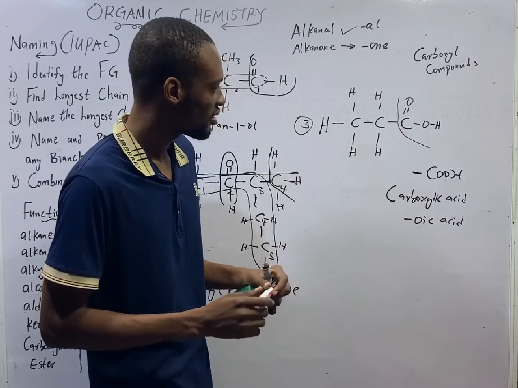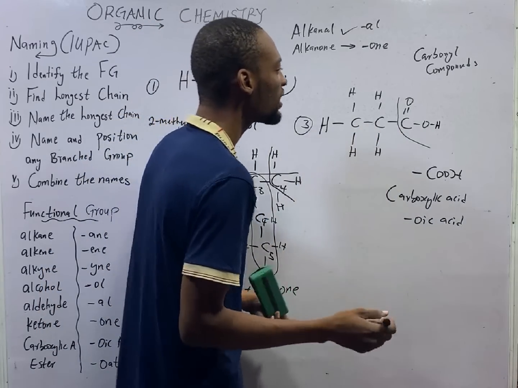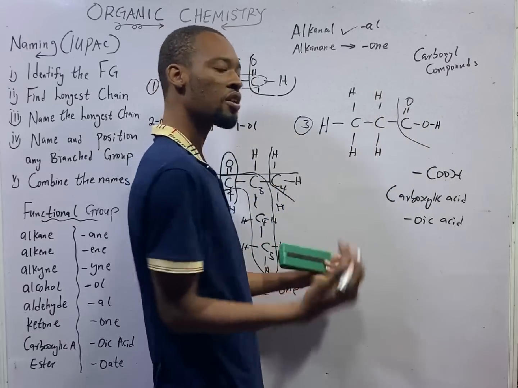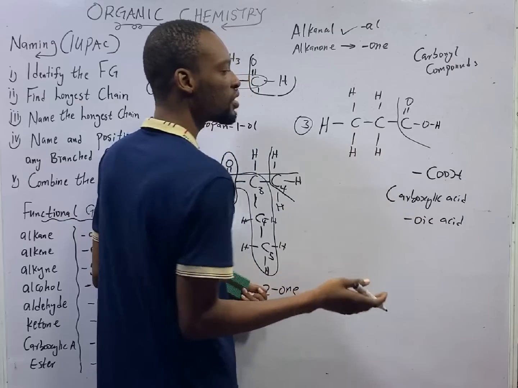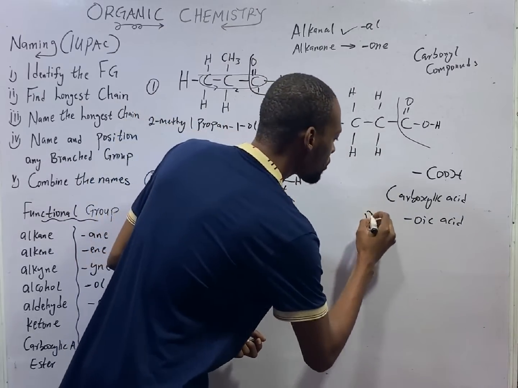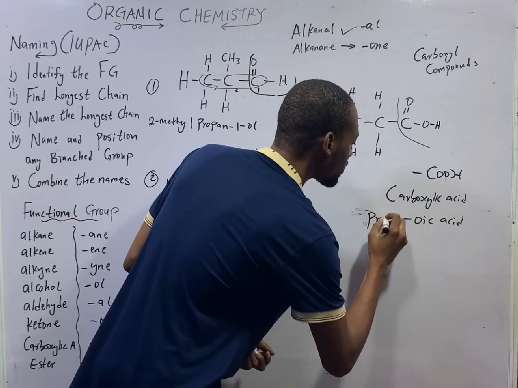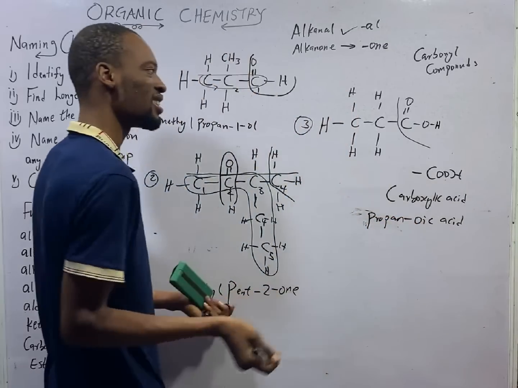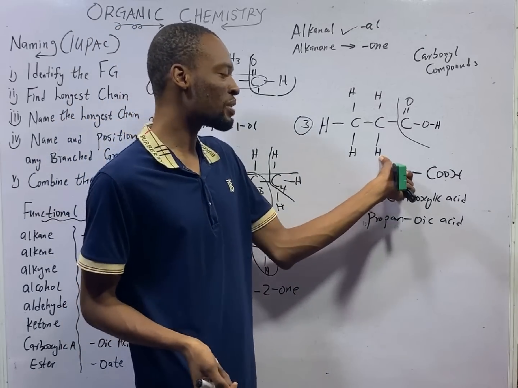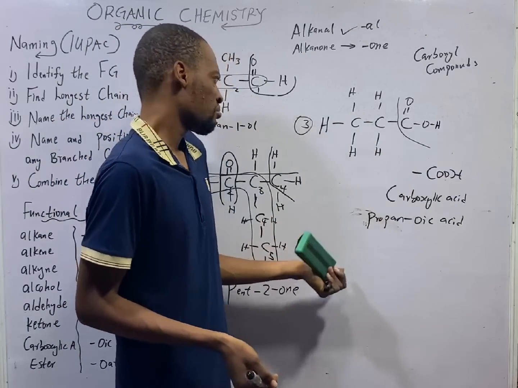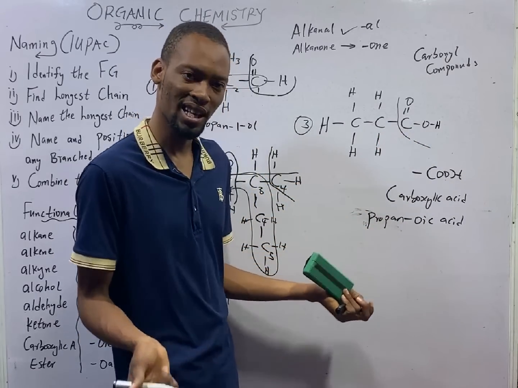Now look at here. This is 1, 2, 3. And we know that for carboxylic acid, the suffix is oic acid. So 3 carbon is prop. This is simply prop, or propan, propanoic acid. That is basically it. Propanoic acid. If there were attachments here like methyl, it will be 1, 2, 2-methylpropanoic acid.